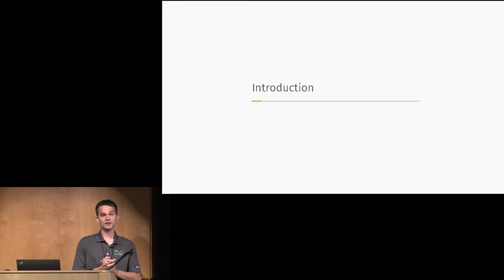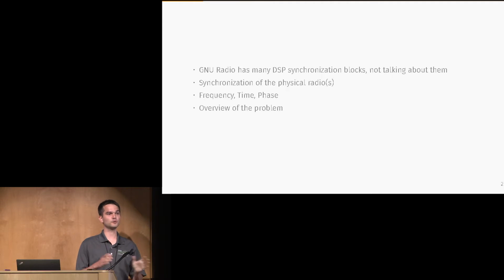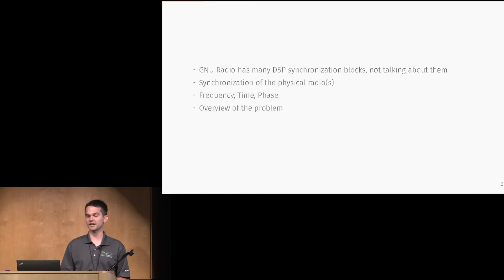GNU Radio has a lot of DSP blocks that do various forms of synchronization, and I'm not going to be talking about them. I'm actually going to be talking about the physical synchronization of the hardware. This varies from hardware platform to platform. Even within Ettus, it varies a bit in what the hardware is actually capable of. And I'll be pointing out a few of the spots where these differences come into play. That's my overview of the problem and why this ends up being fairly tricky to implement, and so there's that variation.